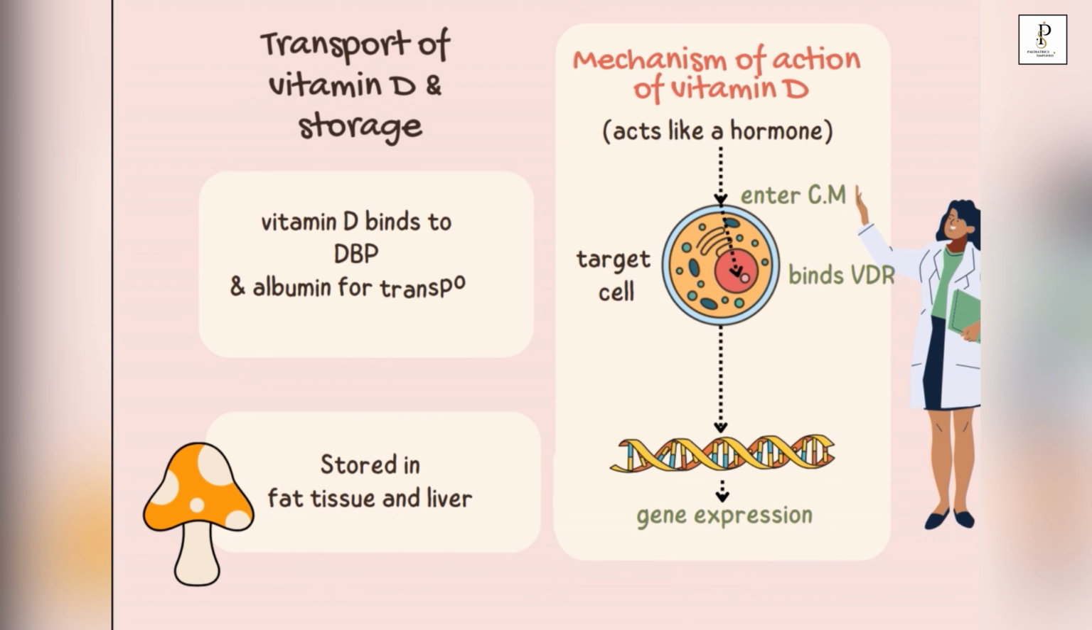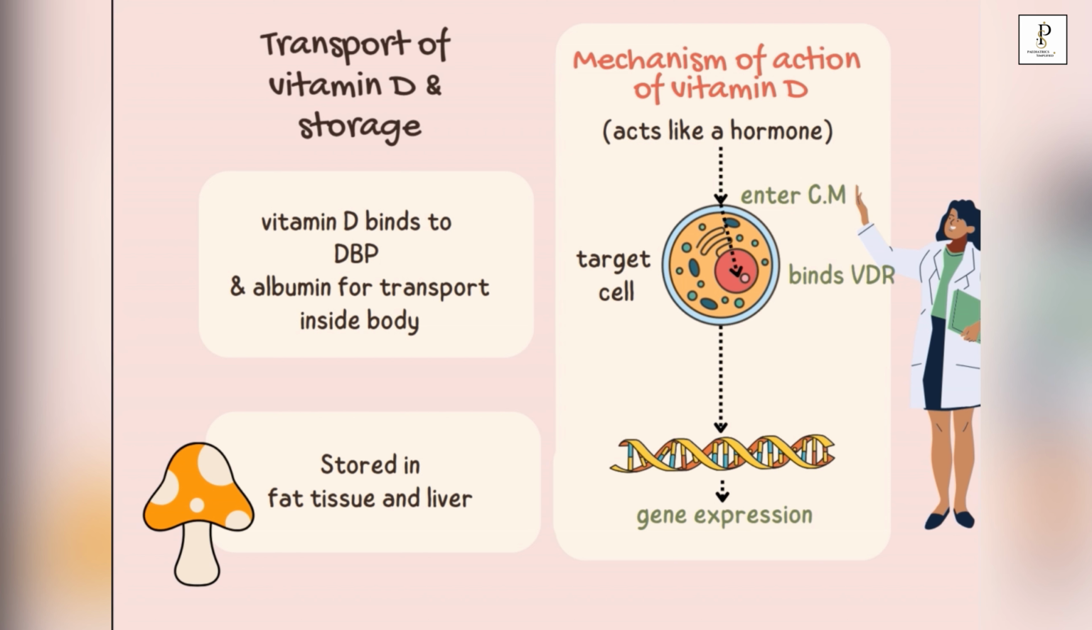The next is transport of vitamin D and its storage. Vitamin D cannot transport freely inside the human body. It needs to bind to a protein. Either it binds to DBP or vitamin D binding protein, or albumin for transport inside the body. Then how is vitamin D stored? As it is a fat-soluble vitamin, it is stored in fatty tissue and liver.